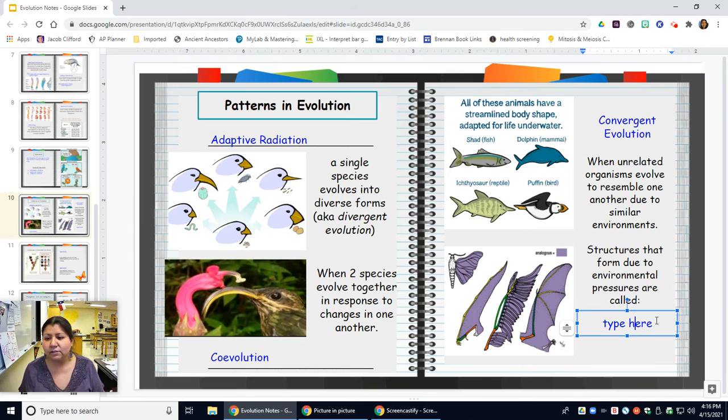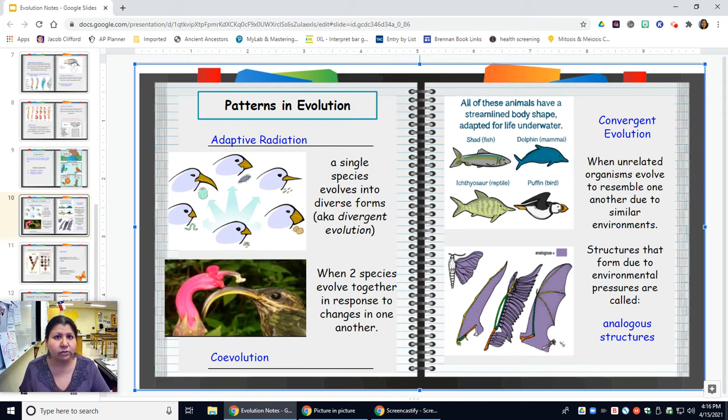All of those things are structures that form because of environmental pressures, and they're called analogous structures. We talked about homologous structures. Homologous structures are the same bones, even though it's different animals. This is kind of the opposite of that. These are all different animals, but they have a similar structure because they live in a similar environment.